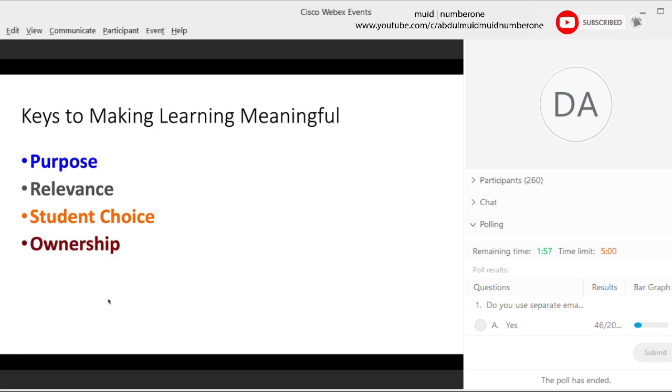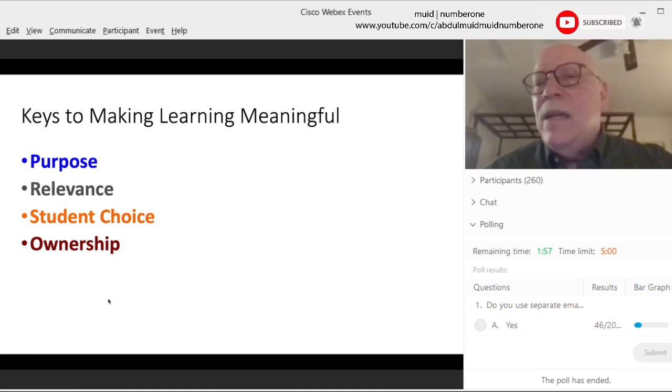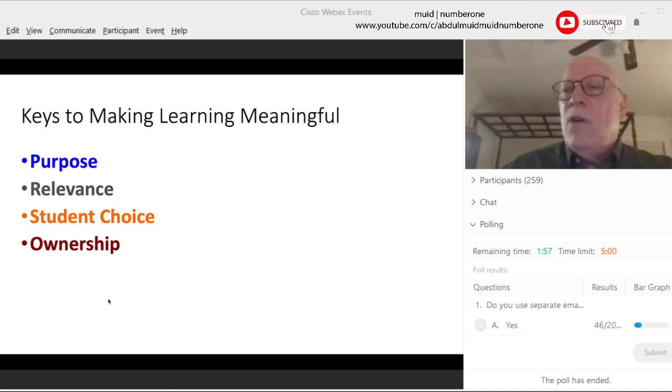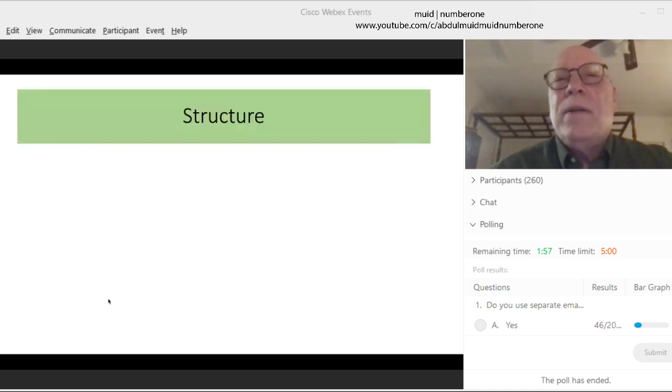And when students make a choice and they see the relevance and understand the purpose, the students begin to take ownership, especially after they've made a choice. Then it's on them. It's not that you just gave them this, and you told me to do that, and I wasn't interested in it. But no, once they make a choice, they take the ownership. And once a student takes the ownership of something, learning almost becomes second nature. They become much more engaged with it. So purpose, relevance, student choice, and ownership are all important.